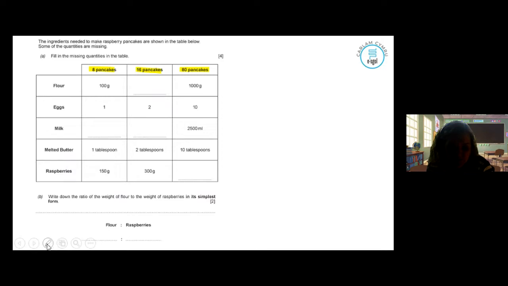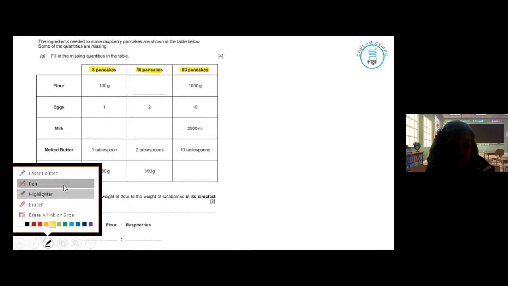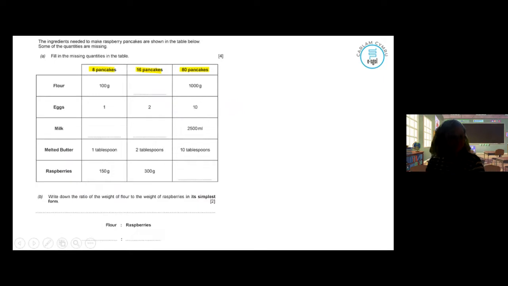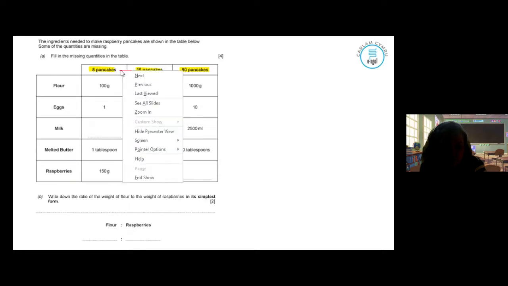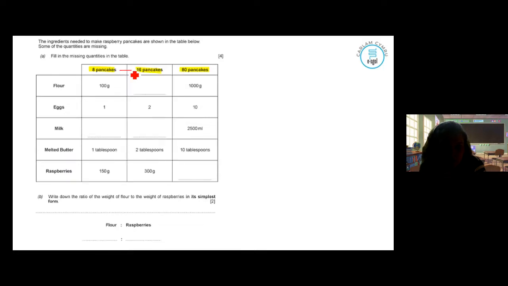So before we start filling in this table, we need to have a bit of a relationship going on between these columns. So if we start on the first one, we've got 8 pancakes. To move from 8 to 16, I have to double. Okay, so I'm going to multiply by 2 to go from 8 pancakes to 16. So I can use that when I go to fill in some numbers below.